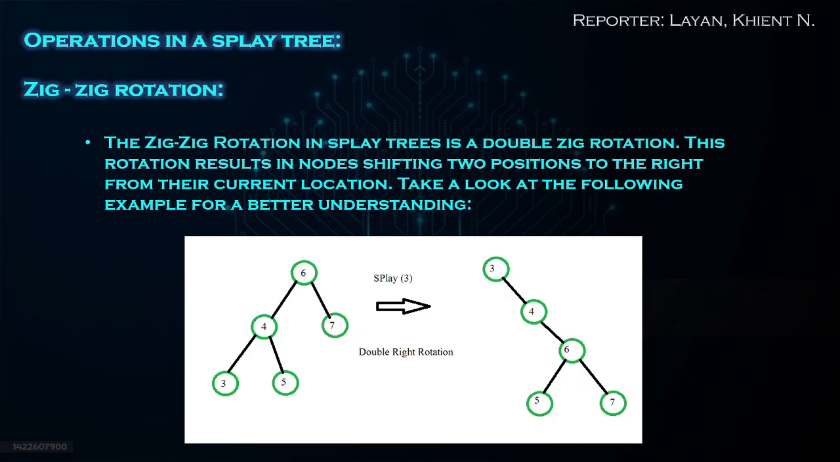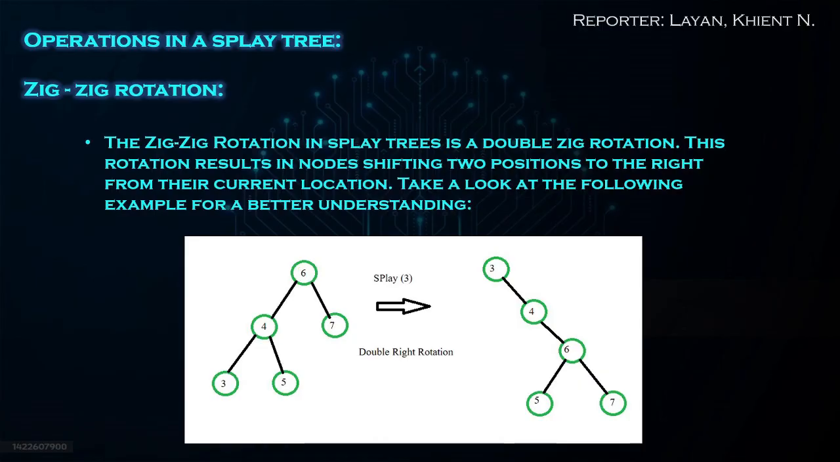Next rotation in splay tree, the zigzig rotation. This rotation results in nodes shifting two positions to the right from their current location. Note the example. We're going to splay the node 3. Node 3 here, guys, is our leaf. By the way, the leaf is the bottommost child. The root here is the node 6, the children are the node 7 and the node 4. The node 4 is also the parent of the node 5 and node 3.